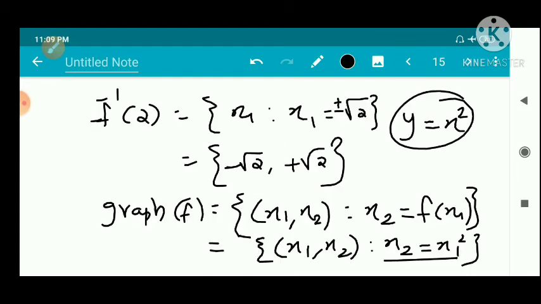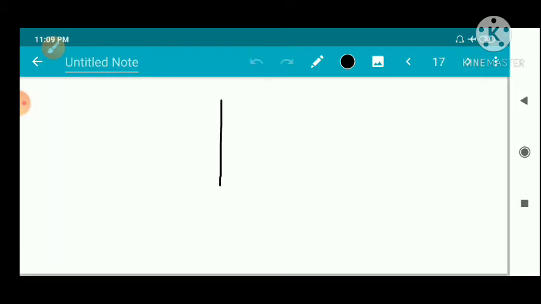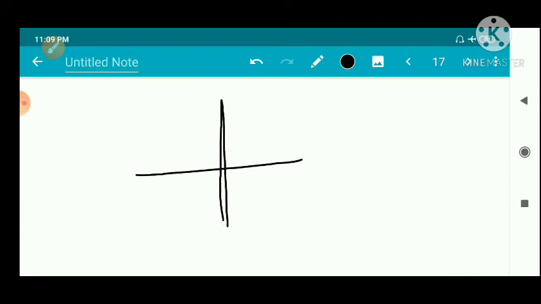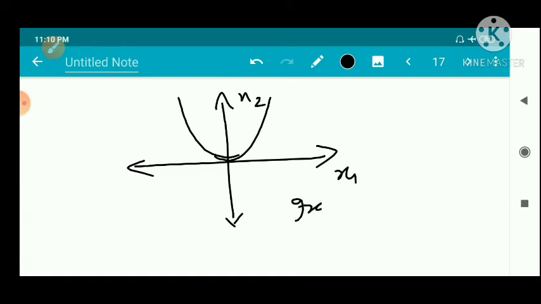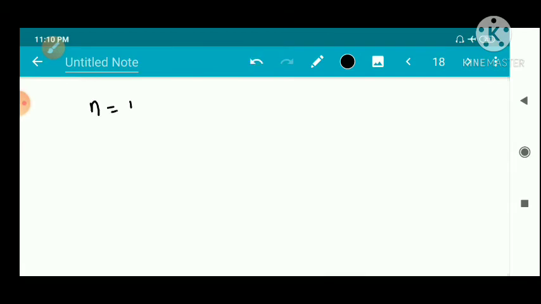Then now what is the graph? Graph means we say that it is a parabola with the x2 axis as the axis of the parabola. That is x1, x2, this parabola. That is the graph of f if n equal to 0. Then next we consider the case n equal to 1. n equal to 1, then the function becomes R2 to R.